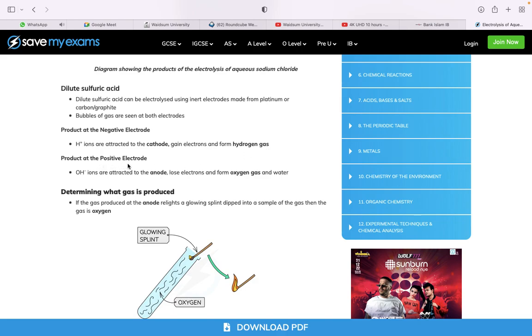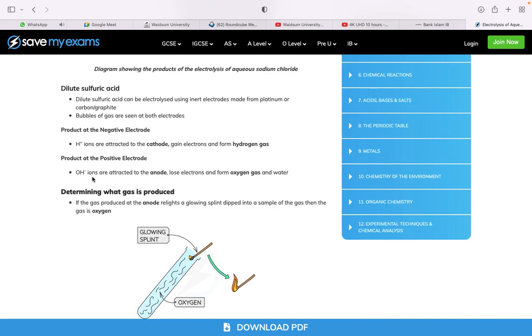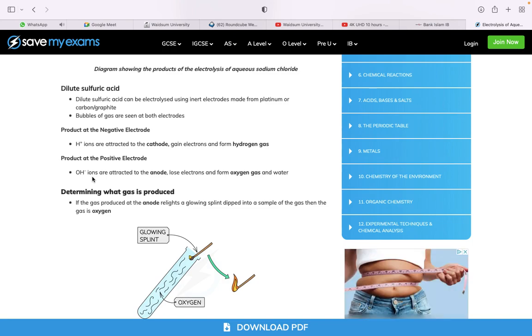Now let's take a look at what happens at the anode. The positive electrode is called the anode. You know the electrolyte is H2SO4, sulfuric acid. That's the electrolyte that will dissociate to produce hydrogen ions and SO4 ions or OH ions. But the OH ions will migrate to the anode, the positive electrode. Now these OH ions are attracted to the anode.